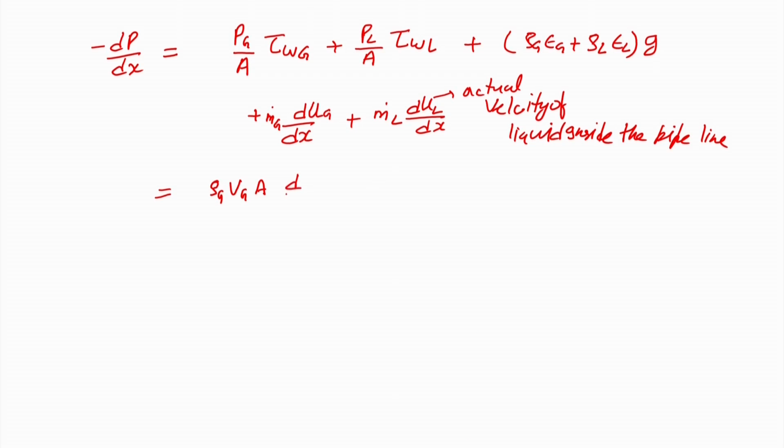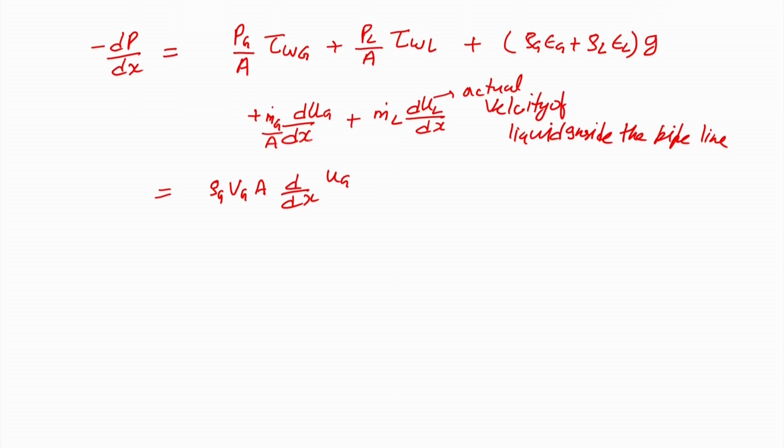Now, d by dx of ug, you can write it in this way. Now, if I divide it by the area, then what will happen? Because we have already divided by the area, this is m naught upon A, this is upon A. So this A and A will cancel out, and what you will get is rho g into Vg. Now we can write it as d by dx of rho g into Vg upon ug.